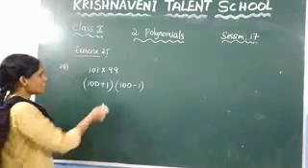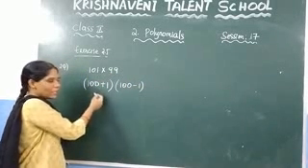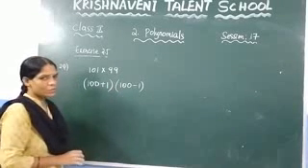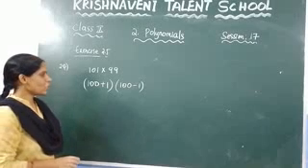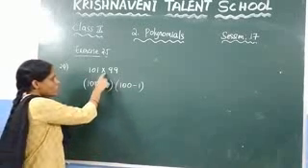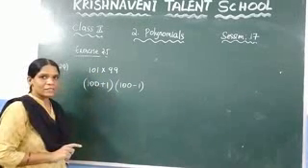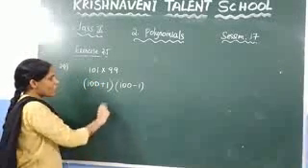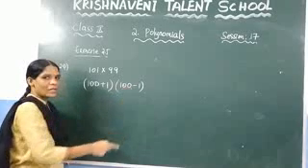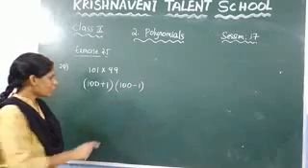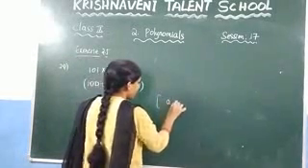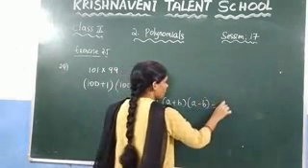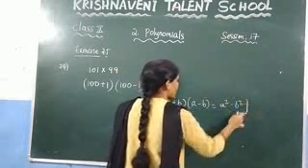So we have changed this one into the form of the identity a plus b into a minus b. There is no need to do the actual multiplication. Here we have changed this one in the form of one identity. How have we changed it? We have written 101 as 100 plus 1 and we have written 99 as 100 minus 1. After writing this, we got this in the form of a plus b into a minus b.